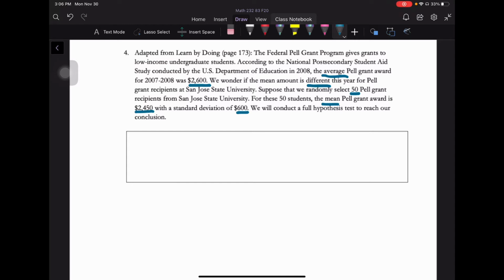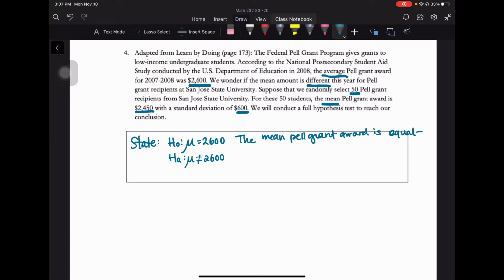We need to do our state. And in our state, we're going to do a symbolic statement of the null and the alternative hypothesis. The null hypothesis is that the average was $2,600. And the alternative is that it is different. And then we need to make this in words. So the mean Pell Grant award is equal to $2,600, and it's not equal to.